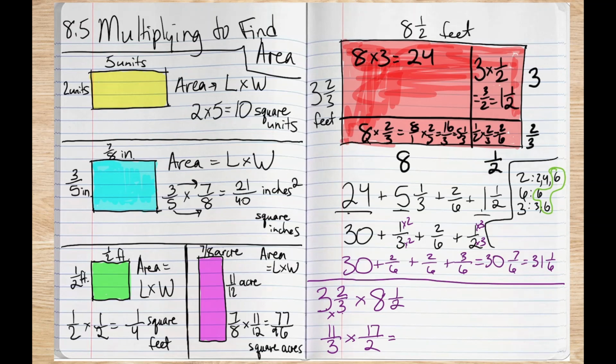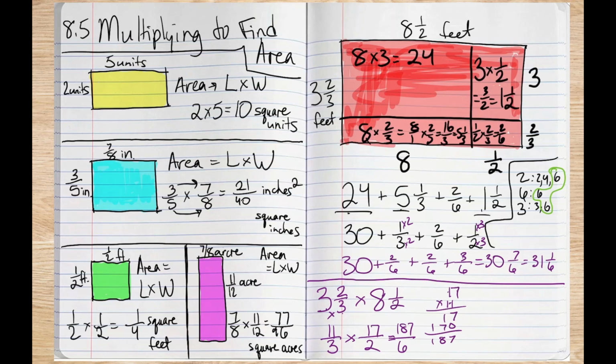I'm ready to multiply. Now I don't have 11 times 17 memorized, so I'm going to use a little space over here, and I'm going to do some standard algorithm. 1 times 7 is 7, 1 times 1 is 1, 0 the hero, 1 times 7 is 7, 1 times 1 is 1. That's going to give me 187 over 6.